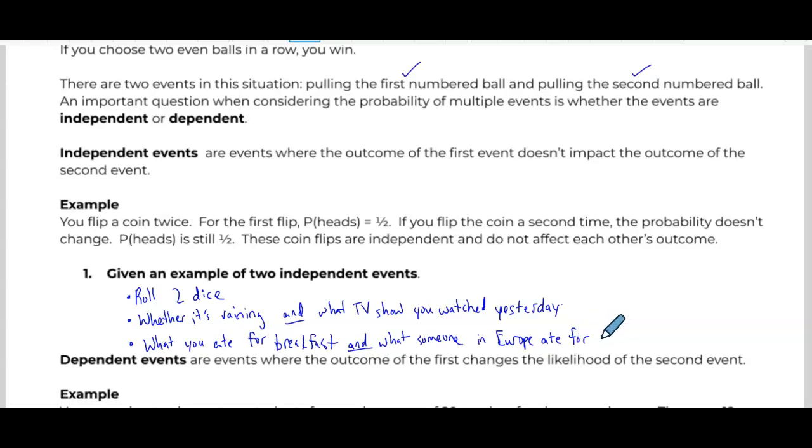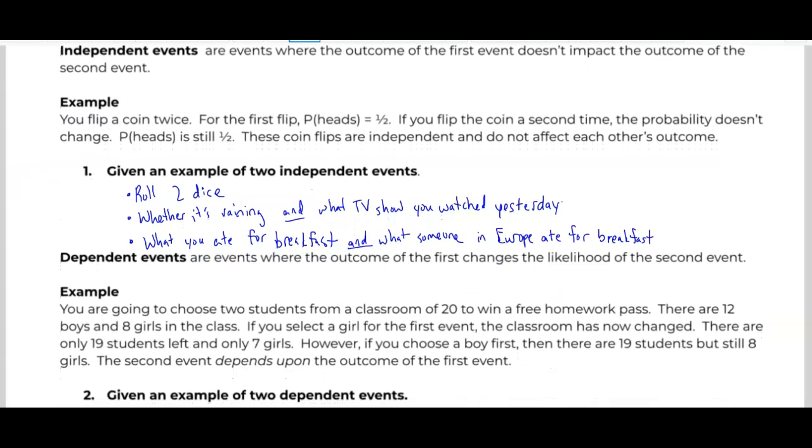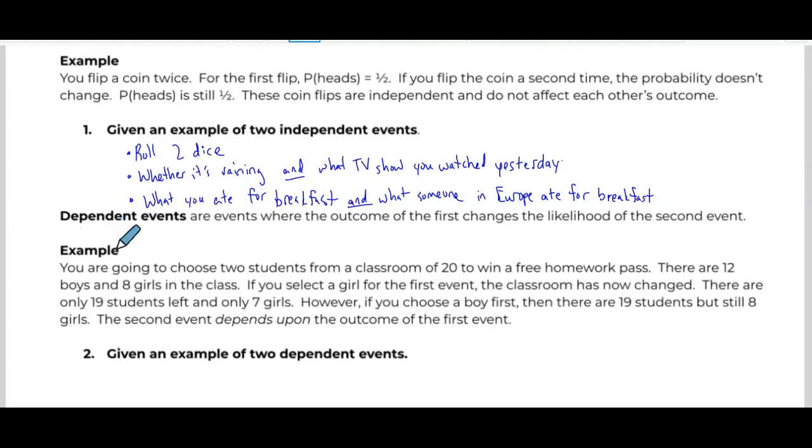Right, so what you eat here has nothing to do with what those people across the ocean are eating. Okay, so these are independent events, things that do not have anything to do with each other. Dependent events are where the outcome of the first changes the second one.